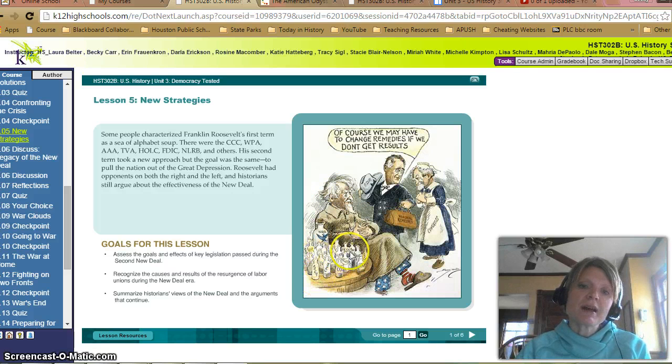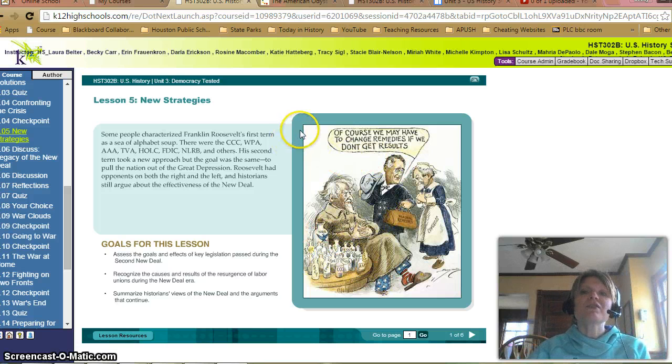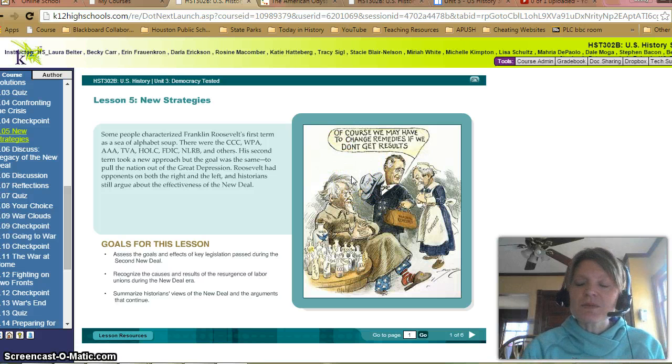And we see all these medicine bottles with the abbreviations for the different New Deal programs, like the CCC, the AAA, the NRA, all these different ones. And he is saying, of course, we may have to change remedies if we don't get results. So the cartoon is representing that Franklin Roosevelt was willing to try different remedies to end the Great Depression through all the different programs they were enacting during the New Deal.